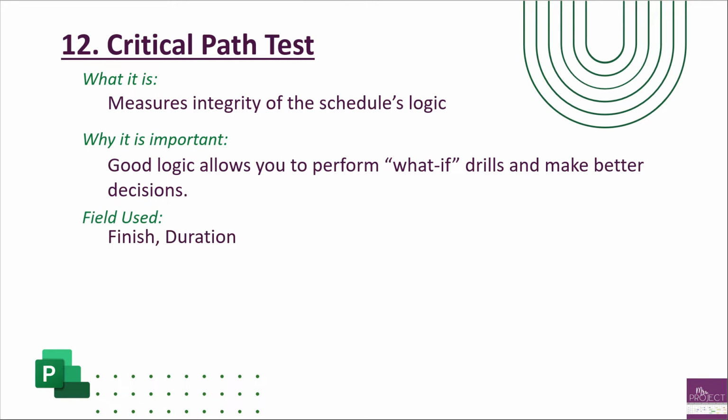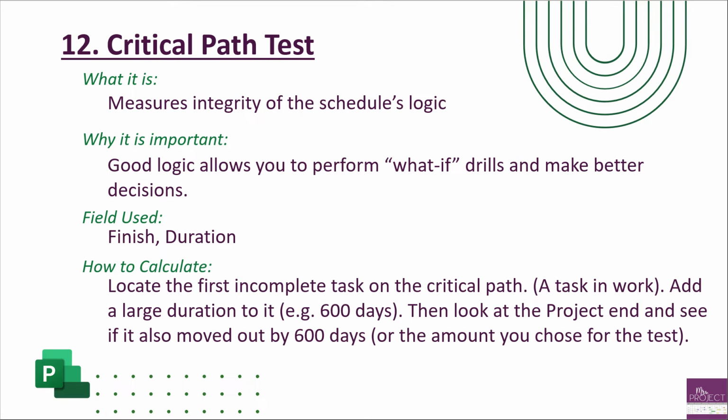The field used is the finish date. Pretty simple. And duration. How do you calculate this? You're going to locate the first incomplete task on the critical path. So again, your critical path is not necessarily your entire project in that path, because your critical path is only from time now to the finish. So it's going to pick a task that either is just started or a task that is currently in progress. So you're going to find what that task is on the critical path, and then you're going to add to the duration. So an example is you want to add a big duration, not something that's 30 days or so, because that's the whole point of it. The recommended is maybe like 600 days. You could go further if you wanted to, but let's stick with 600.